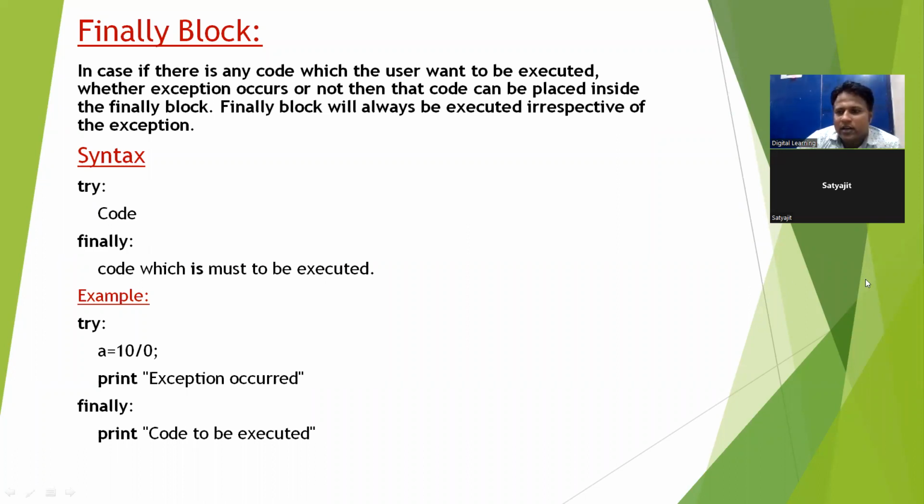The finally block is a block that executes if an exception arises, and if an exception does not arise then also it executes. The finally block will always be executed irrespective of the exception. So try, then you write your code, and if there is an exception then the finally block is executed. So it is the last statement of exception handling, that is finally.